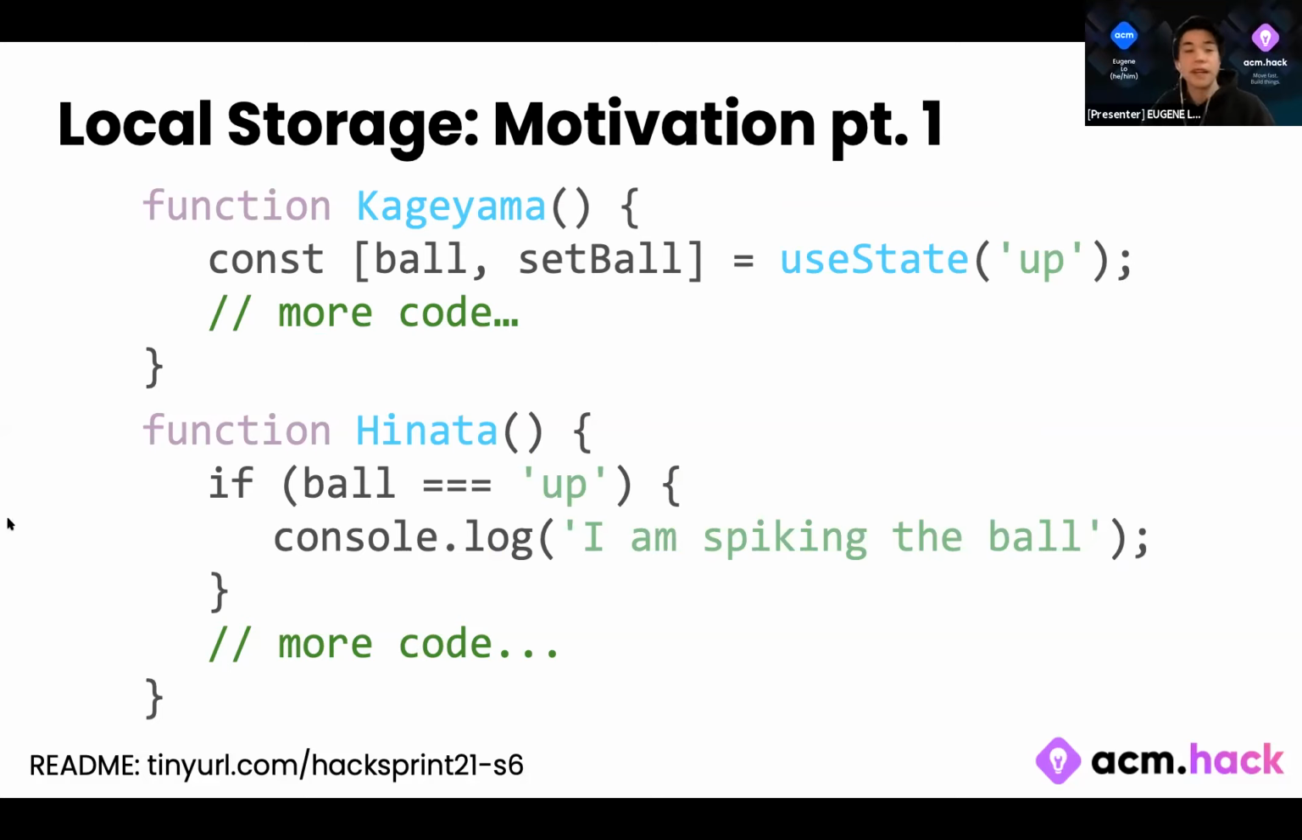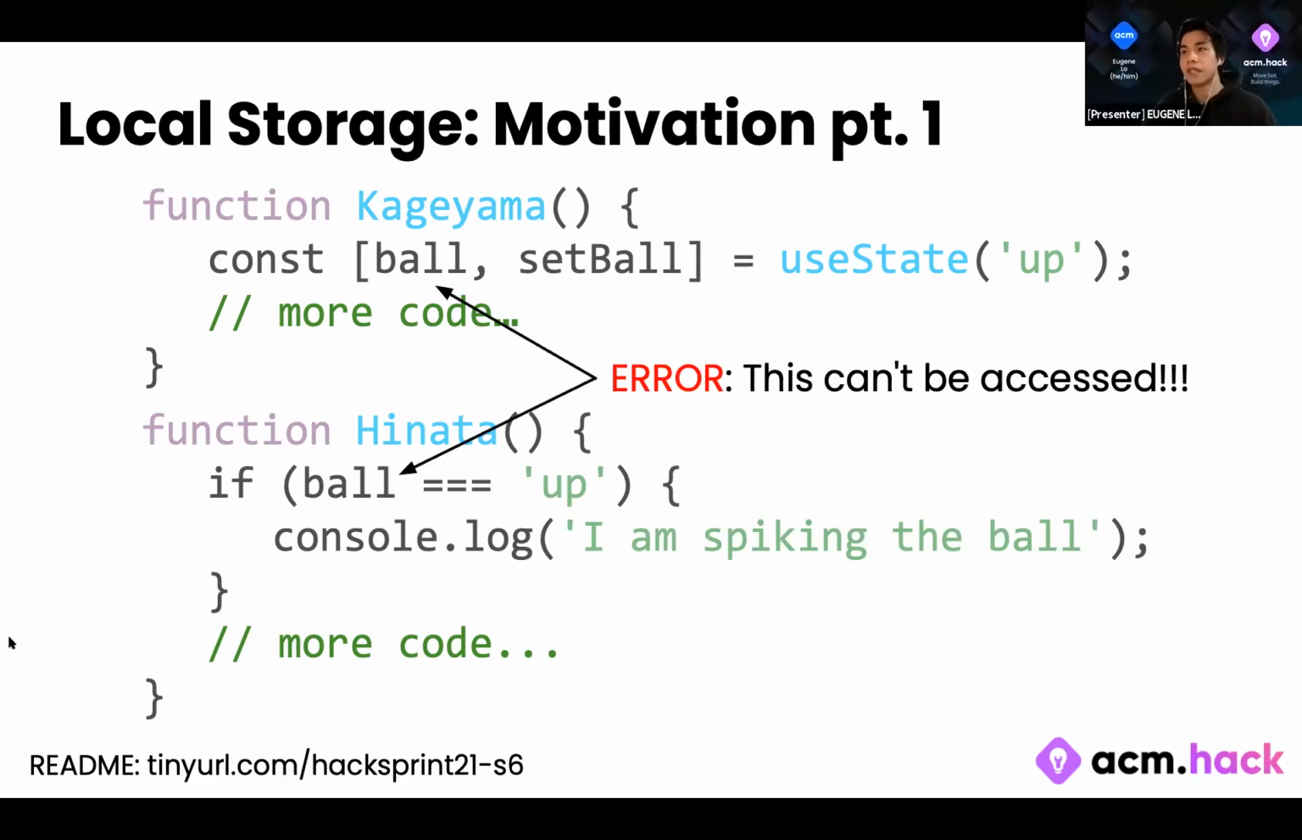But you can kind of see already that there's an error with this logic, because the ball in the second component is trying to access something that doesn't exist within the component. So it's going to give an error because it in fact exists in the first component. So how exactly will we get around this?